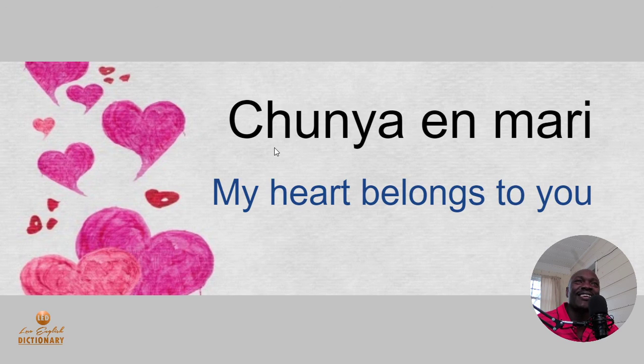In matters of love, Chuny is heart. But in real sense, the heart is called adundo. But in matters of love, you say Chunya. So Chuny is not heart. Chuny is a liver. I don't know why we do this in the Luo language. So if you say Chunya and Mari, they understand that my heart belongs to you, but the literal meaning is not heart, because heart is adundo.